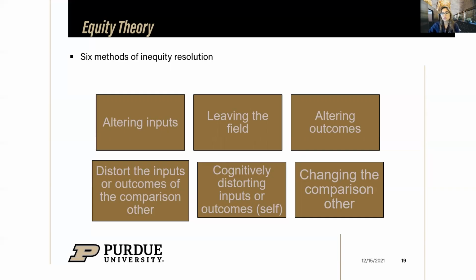Distorting the inputs or outcomes of the comparisons, others may include describing the other person's job as routine and unchallenging. Changing the comparison to others is finding someone in the organization more like himself or herself, another high-performing worker. So these are some of the ways in which workers try to eliminate the inequity in their eyes. And as you can see, all of these are not really beneficial to the organization, to that person's motivation, as well as overall organizational output.